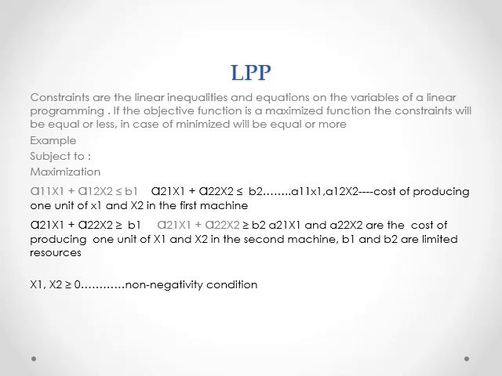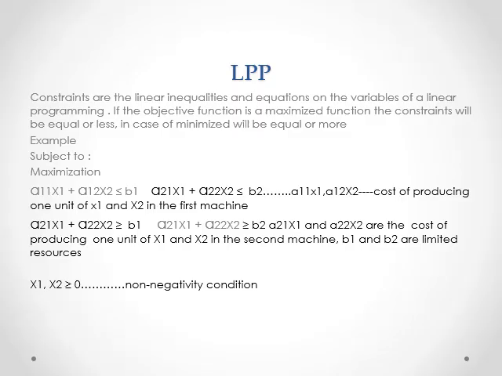These resources may be electricity, time, raw materials, etc. In case of minimization, we are going to change the inequality only from less or equal to more or equal. القيود في دالة التعظيم عادة بتكون أقل من أو يساوي، أما القيود في دالة التدنئة أو المينيمايزيشن بتكون أكبر من أو يساوي.